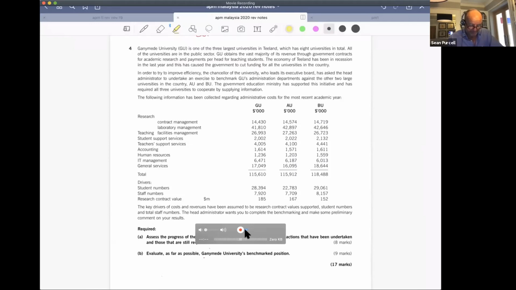Another one, it's asking about benchmarking. So I personally always read the requirements first. Sorry, let me just, got something hiding in the crowd.